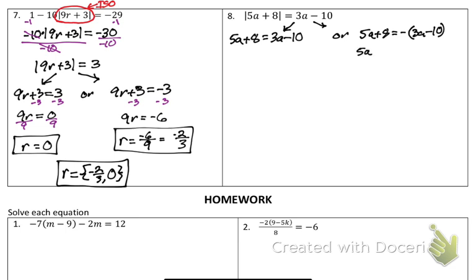So my two equations are going to look like this. I will have one that is 5a plus 8 equals 3a minus 10, and I'll have one that flips both of those signs.